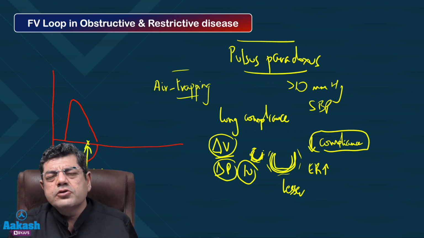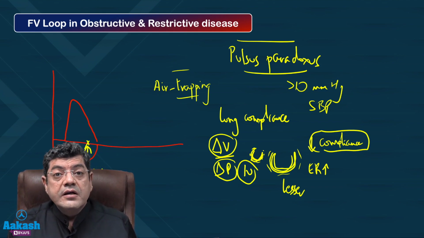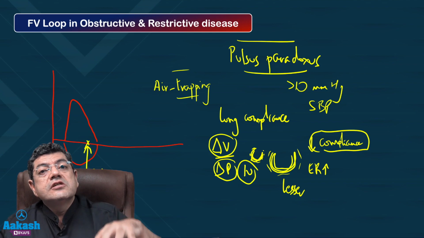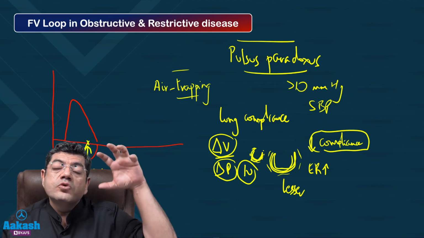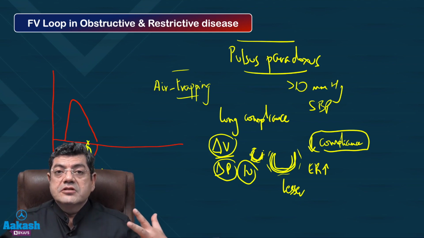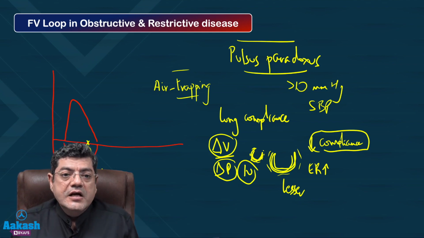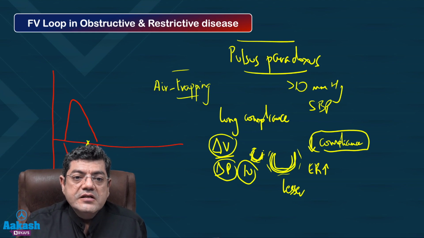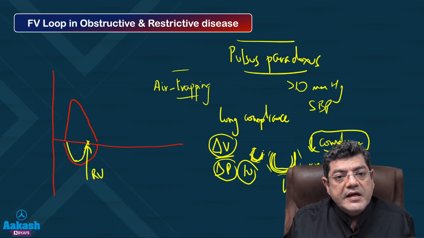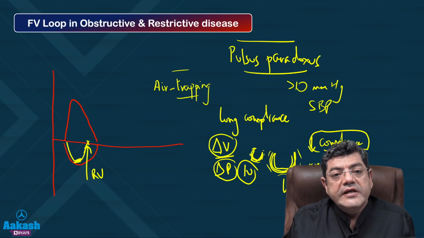They have to generate so much negative intrathoracic pressure to be able to take even a tidal breath that the systolic blood pressure falls by more than 10 millimeters of mercury during that inspiratory effort. So much work of breathing is increased. When that work of breathing is increased, they can't generate so much maximal inspiratory flow. Their maximal inspiratory flow rates are reduced.